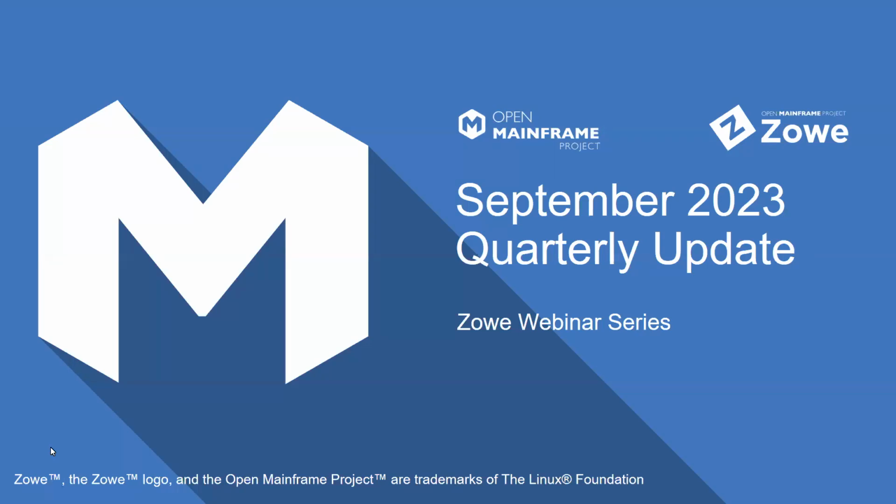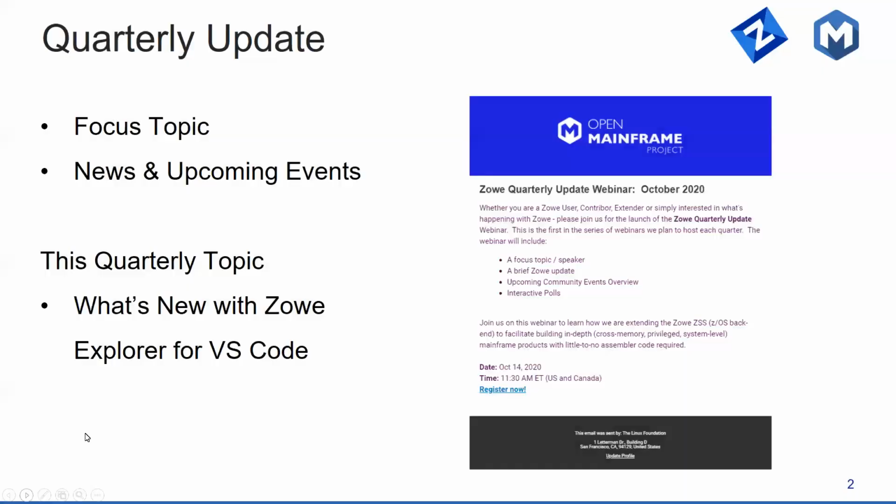Let's just go to the next slide and we'll talk about what they're going to be covering. Just to let everybody know, what we do on the quarterly update webinars for Zowe is we present a focus topic. This quarter, we are going to be focusing on what's new with Zowe Explorer for VS Code. Upon completion of that focus topic, we will talk about some general news and some upcoming events, and we'll make you aware of what may be happening with the December quarterly update.